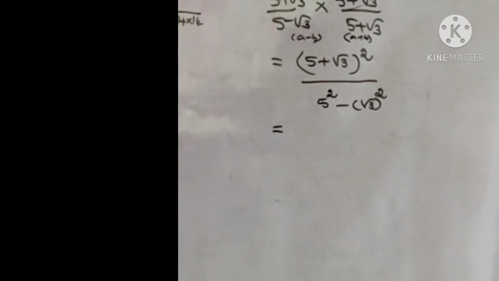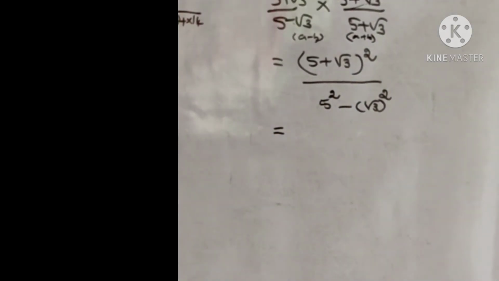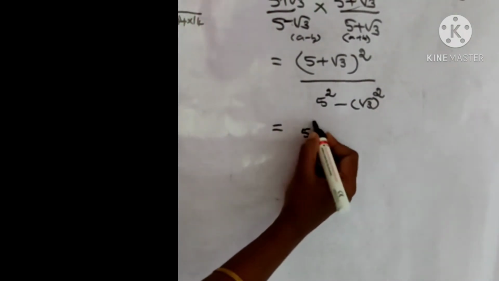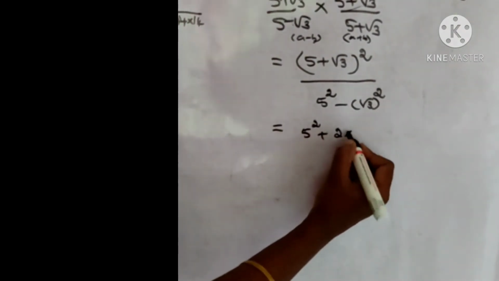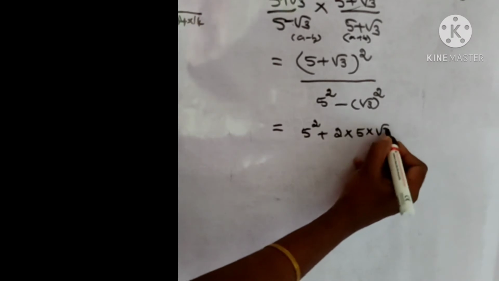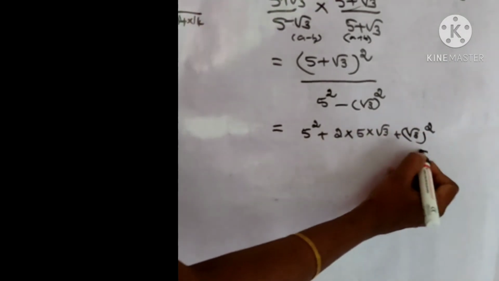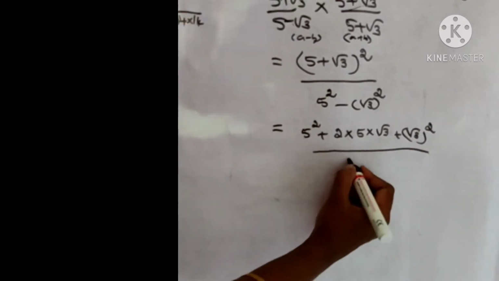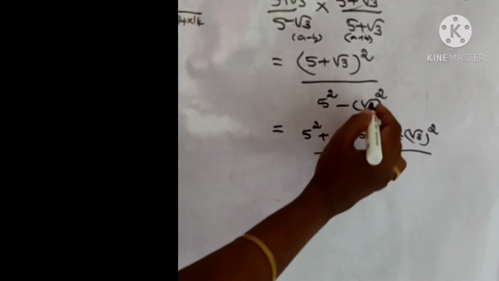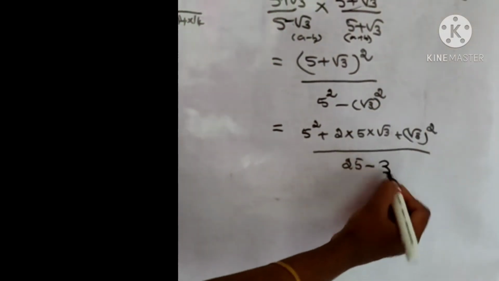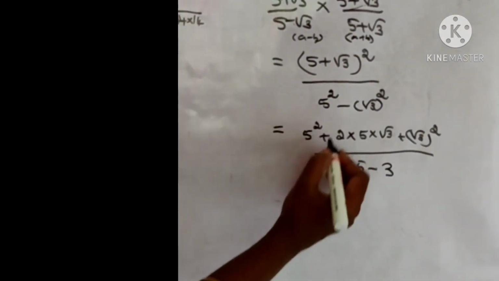A plus b the whole square expansion is a square plus 2ab plus b square. So 5 square plus 2ab, which is 2 into 5 into root 3, plus b square. B square is root 3 the whole square, by the denominator 5 square is 25 minus root 3 the whole square. Square and square root cancel, we get 3. Okay. Then simplify the numerator.